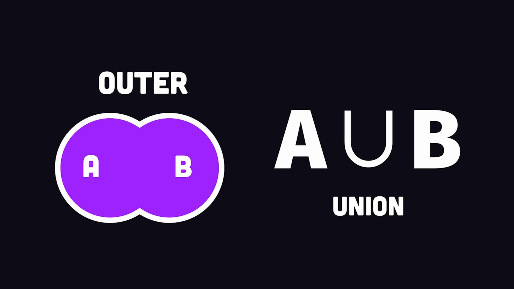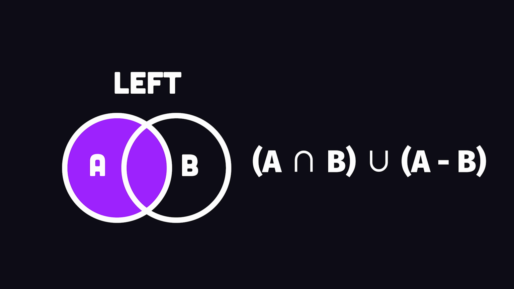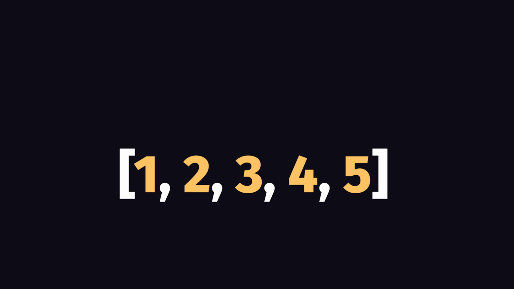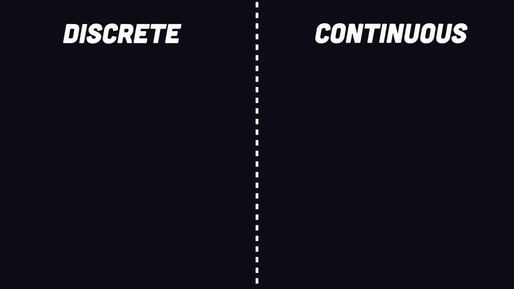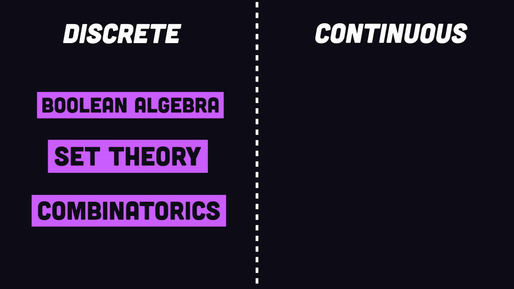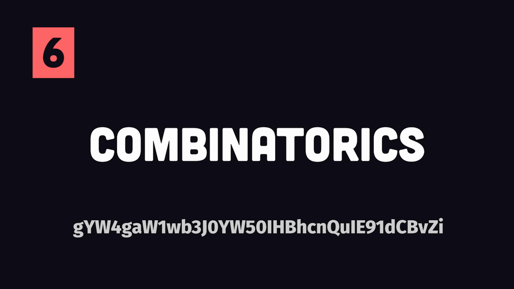When doing left and right joins, these concepts are combined, like by combining an intersection with the difference between the two sets. Now, one thing that's important to notice at this point is that we're talking about structures that have a finite number of elements, which falls under the umbrella of discrete math, as opposed to continuous math like geometry and calculus that deal with real numbers and approximations. And that brings us to our next discrete topic, combinatorics.